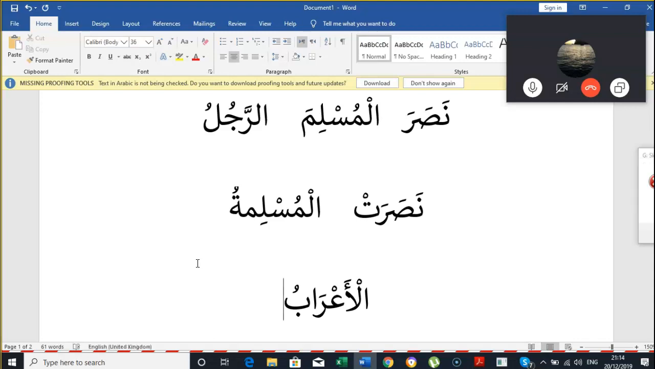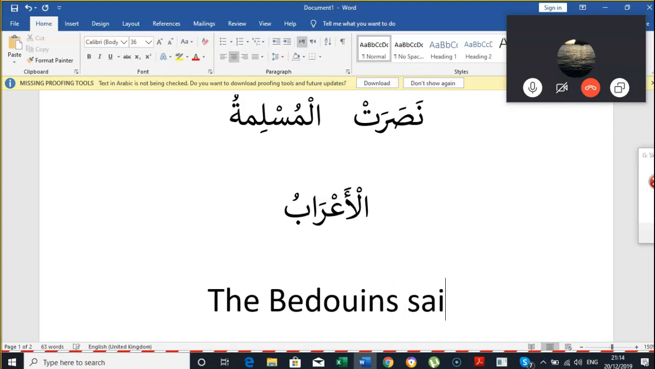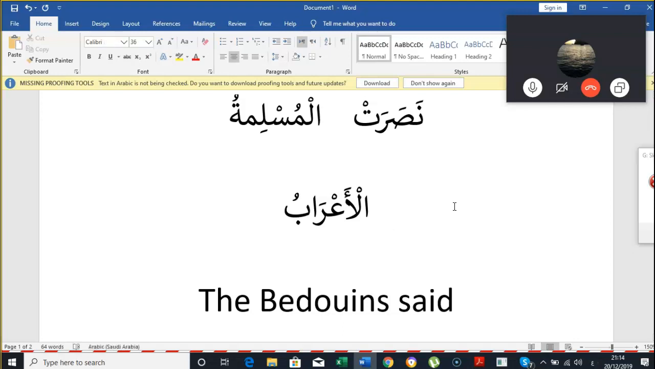Al-A'rab, anyone know what A'rab means? It means Bedouins. Now in the Quran Allah says, the Bedouin said. Okay, how do you say 'said' in Arabic? Qala. The Bedouin said: قال الأعراب. Does that make sense? Qala is the huwa or hiya? Said, Bedouin said. Al-A'rab, al is the.